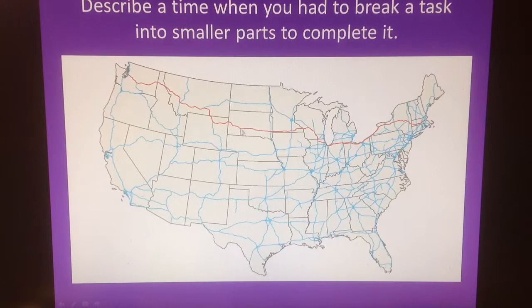Describe a time when you had to break a task into smaller parts to complete it. So this is going back to the lesson talking about how you can do something tough by taking it one step at a time. Since today's the first day after spring break, I talked about my road trip I took all the way from Boston across Route 90 to the West Coast, and I took many small parts. We took nights off to sleep in Ohio, Wisconsin, South Dakota, Montana, so we took it in small parts, and that is an example of that kind of strategy.